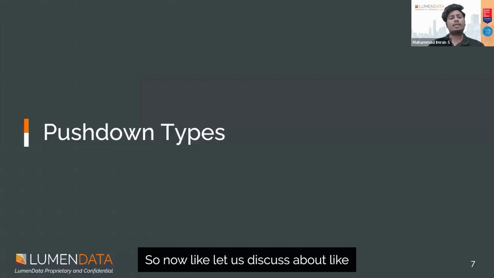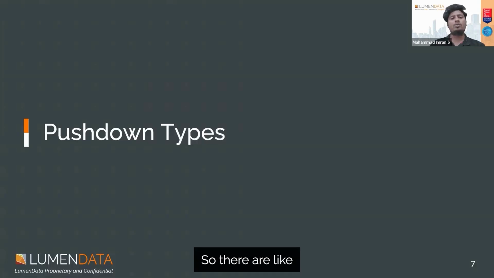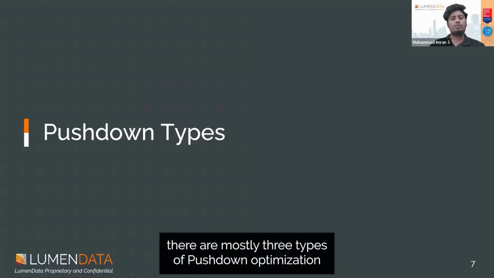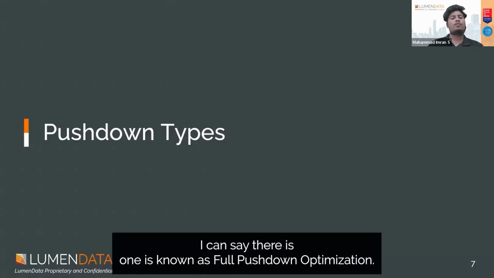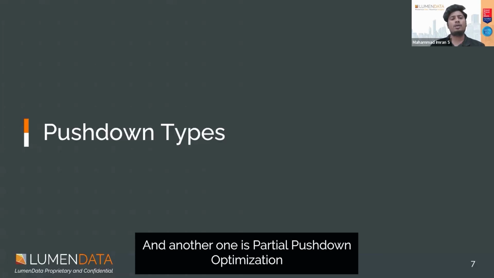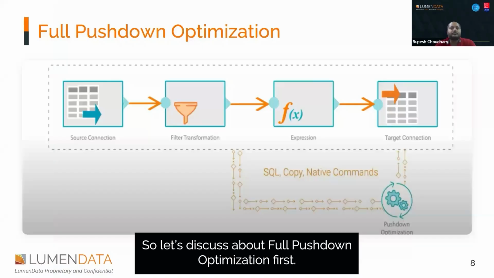So now let us discuss what are the pushdown types which we have in Informatica. There are mostly three types of pushdown optimization. So it is classified into two. I can say one is known as full pushdown optimization and another one is partial pushdown optimization. So let's discuss full pushdown optimization first.